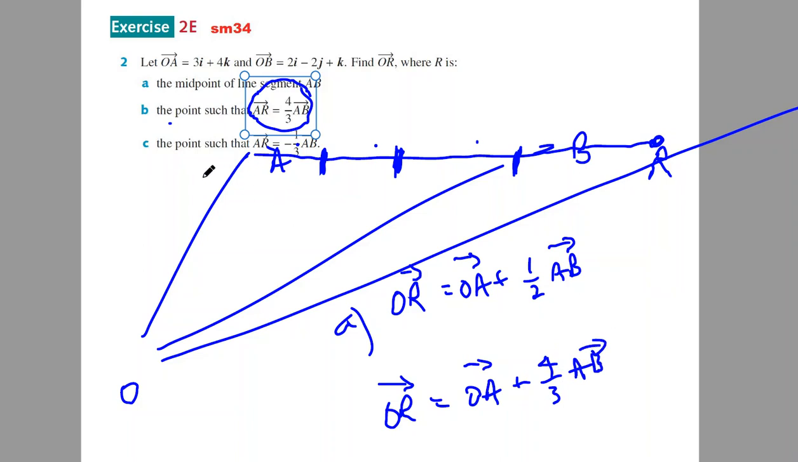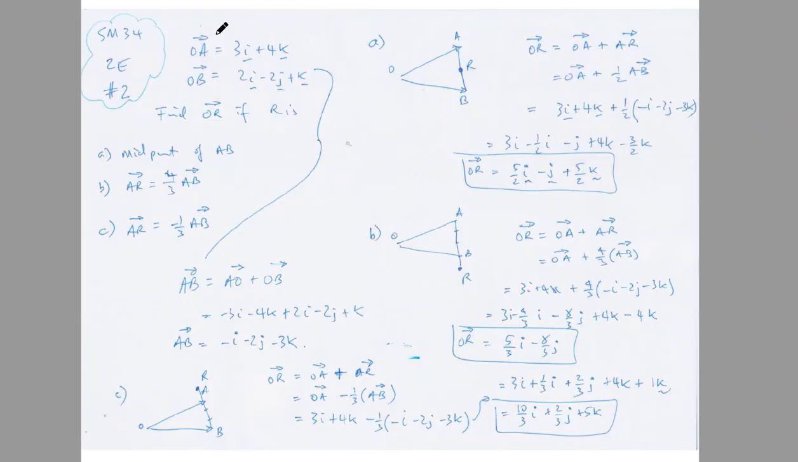And lastly, the point such that A to R is negative 1/3 A to B, which means we're going to be over here, and I've got to break this into thirds. So it's going to be negative 1/3, so it's going in the opposite direction, and you'll see that those calculations are done down here.